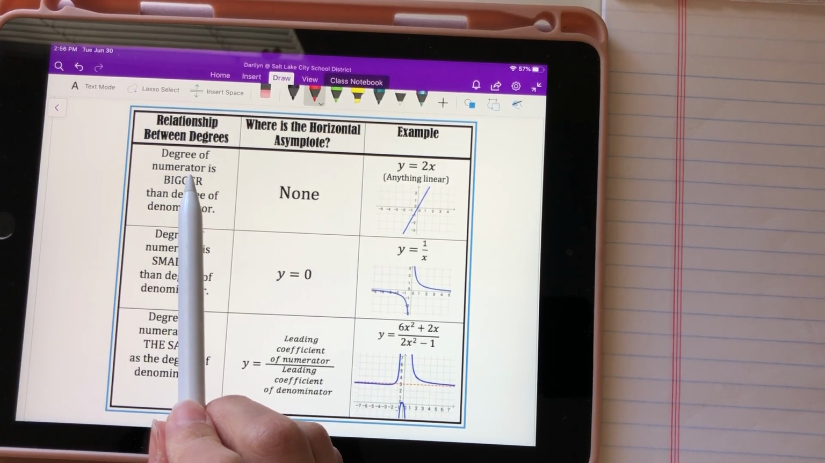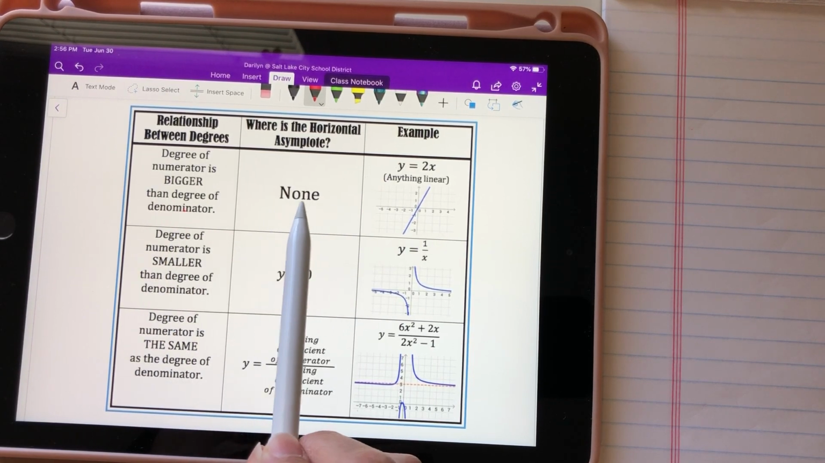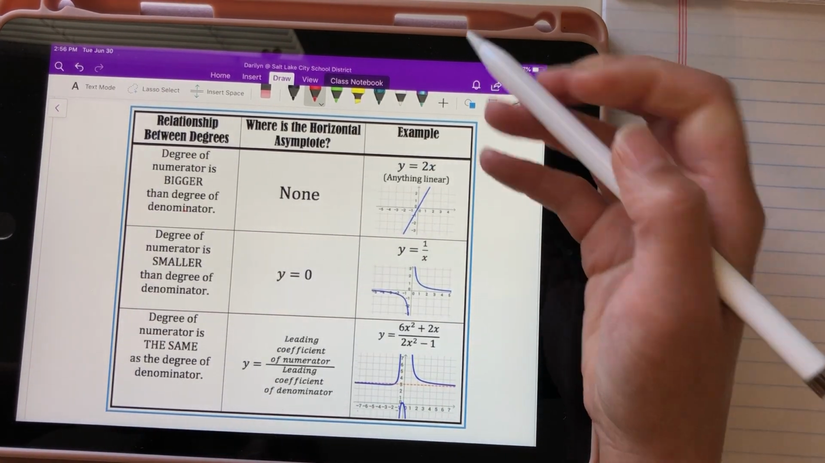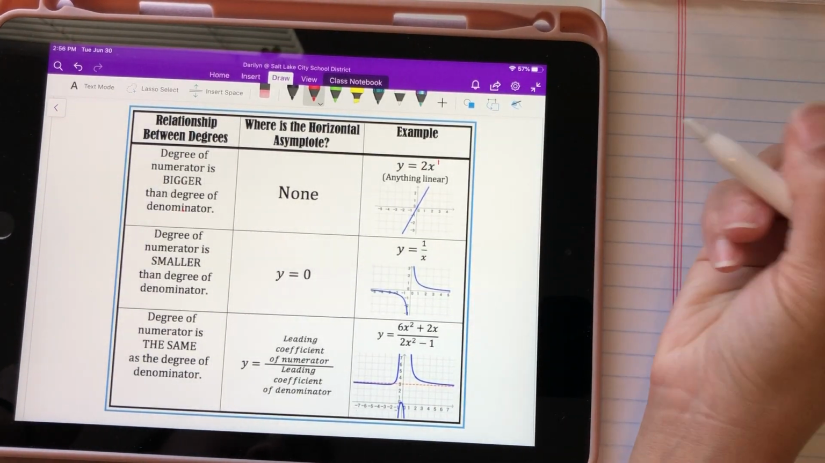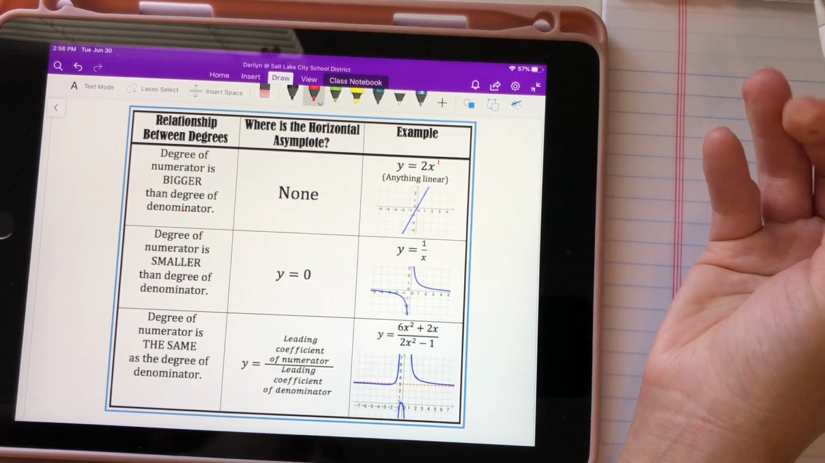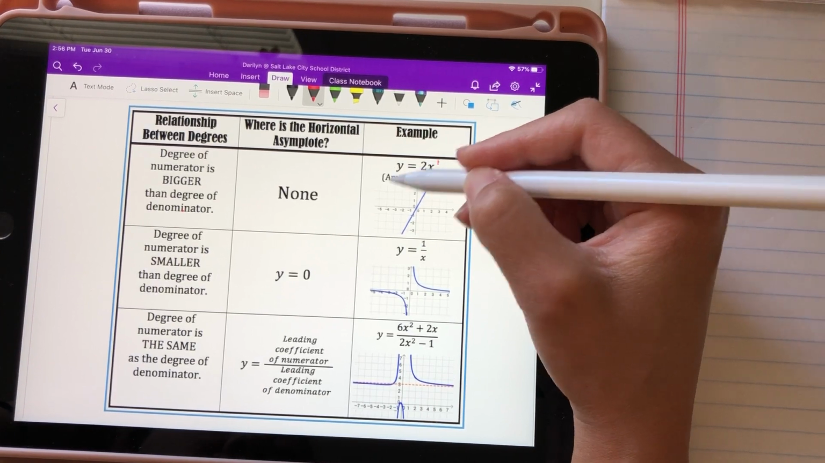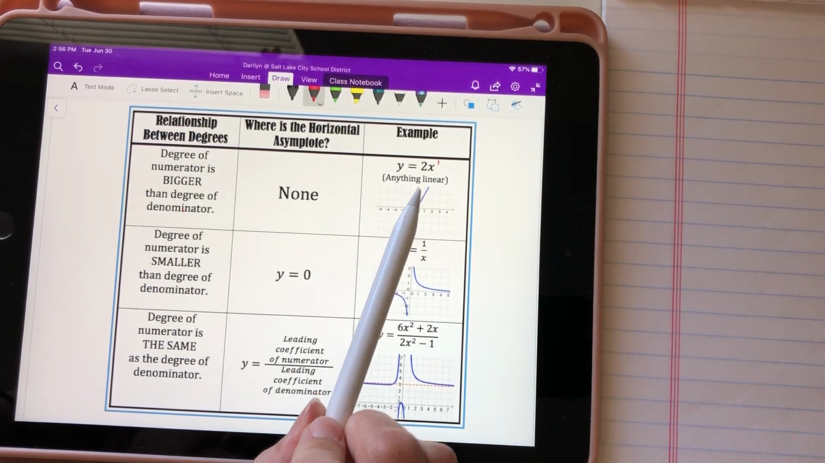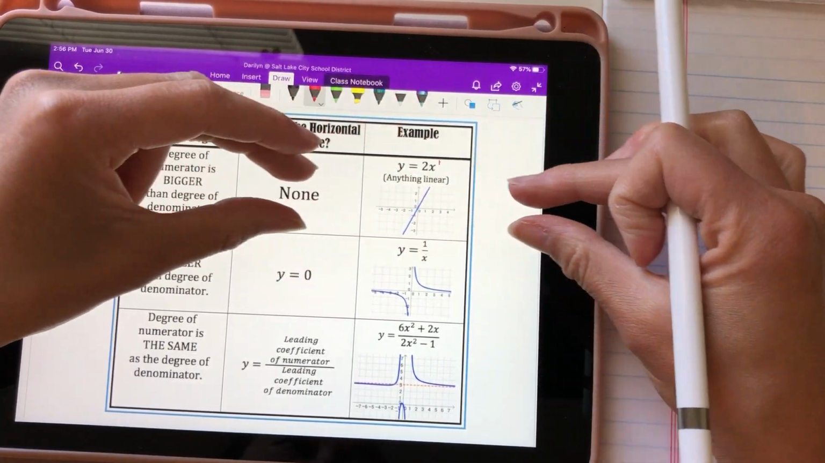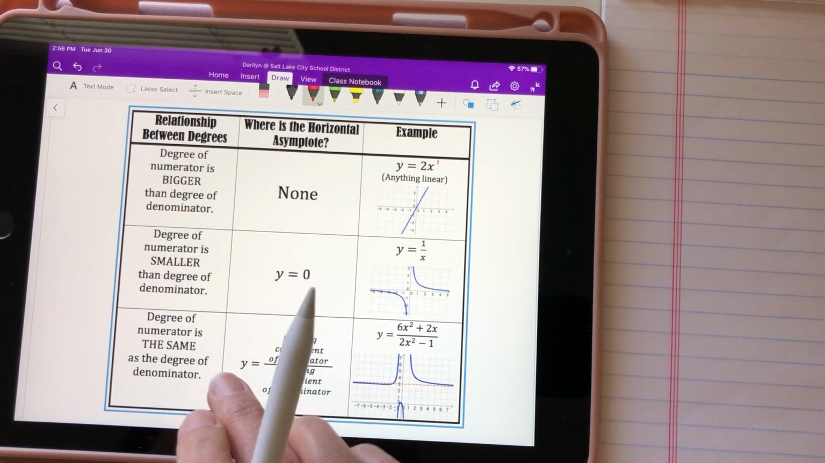If the degree of the numerator is bigger than the degree of the denominator, there is no horizontal asymptote. Here's an example. This has a degree of 1, because it's in standard form, that's the highest exponent, and there's nothing on the bottom, which means the degree of the bottom is 0. So the degree of the top is bigger, therefore no horizontal asymptote. Notice how in this graph, there's no horizontal line the graph is tending towards. So that is a good example of no horizontal asymptote.